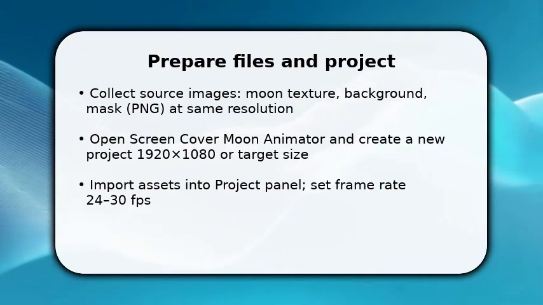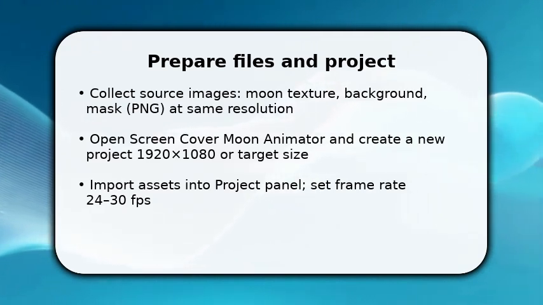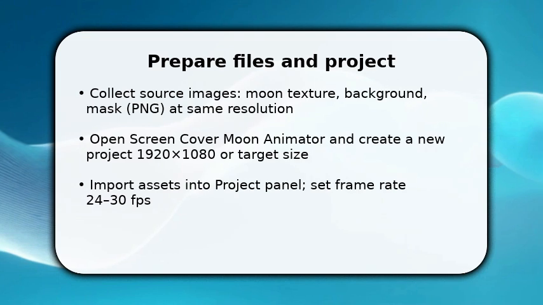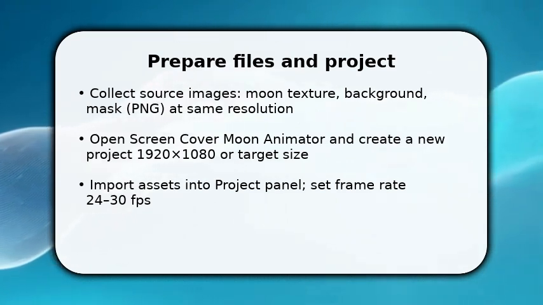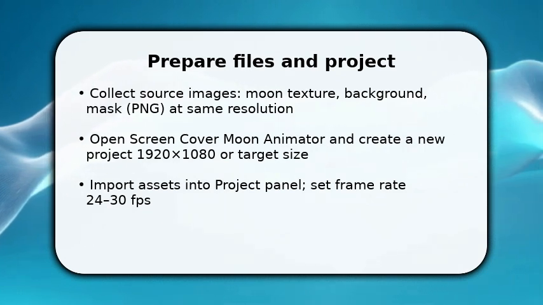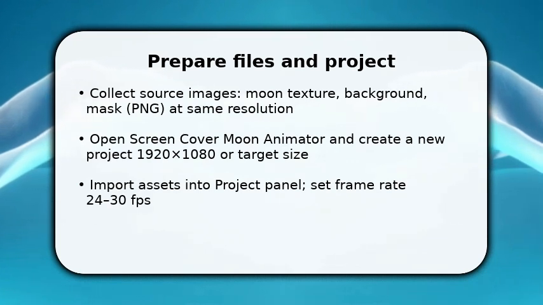You start by assembling exactly what the animator needs: a moon texture, a background layer, and a clean alpha mask. Once imported, you create a new project matching your output resolution and set frame rate to 24 or 30 to control motion smoothness. Next, place the background, then the moon layer above it, and finally the mask as a track matte. This order matters because the mask will define the visible moon area. Set interpolation to linear so initial motion behaves predictably.